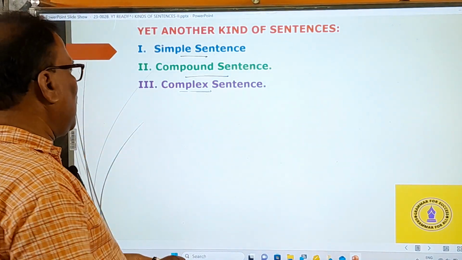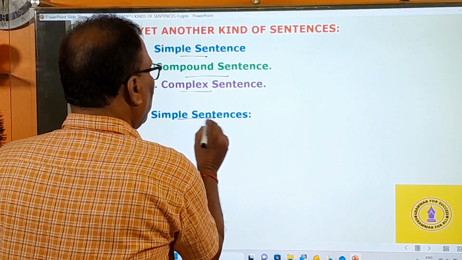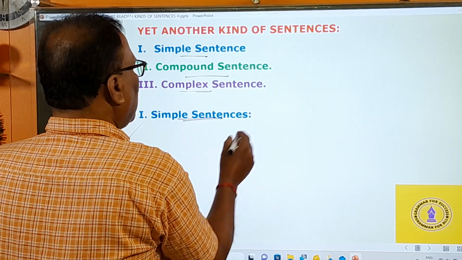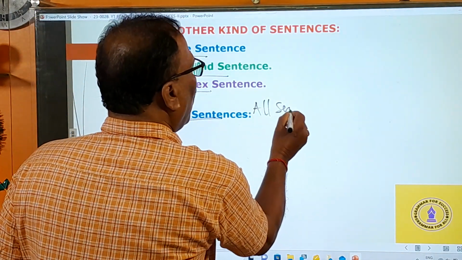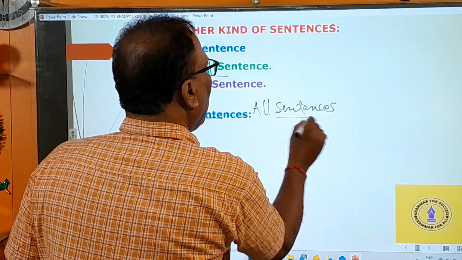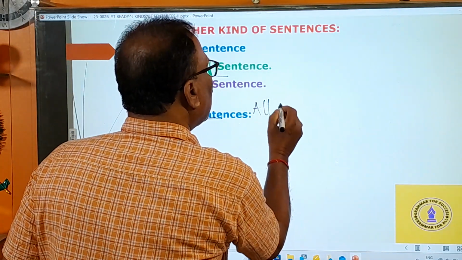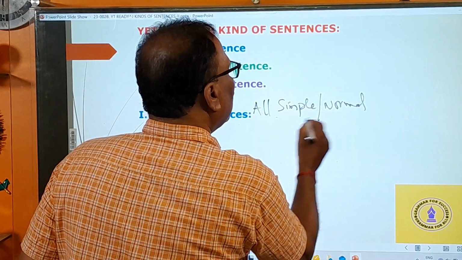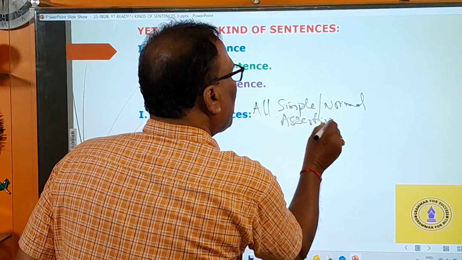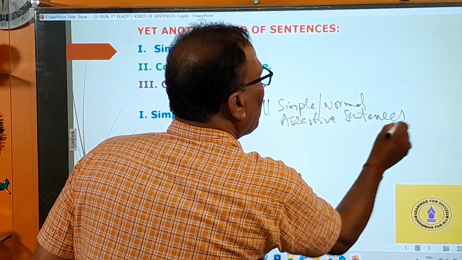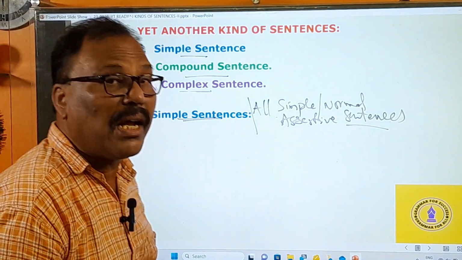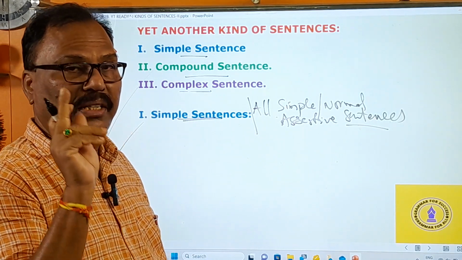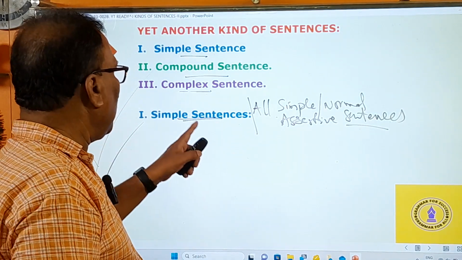Then what are the simple sentences? Means, I can simply say, all sentences, I had better say all normal, simple, assertive sentences that do not contain either coordinating conjunctions or subordinating conjunctions are called simple sentences.